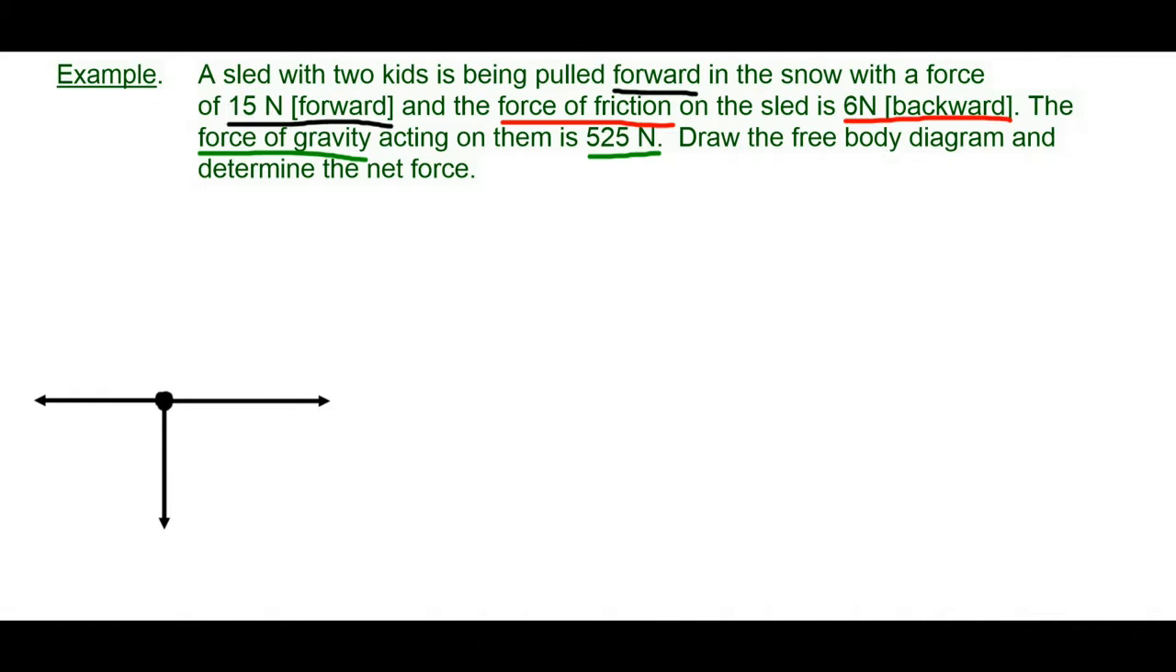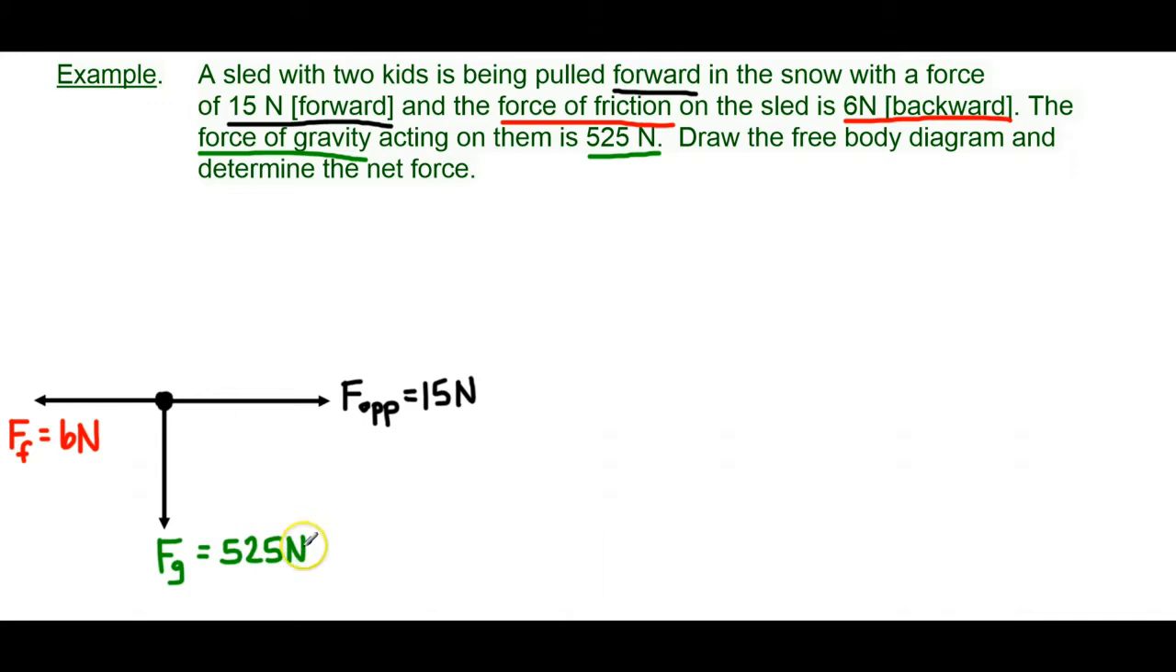Now, if we label them, I'll label them matching colors. So our first one was our forward force of 15 newtons in the snow. So we could call this our applied force, and it's equal to 15 newtons. And friction, which is in the opposite direction, is Ff, and it's equal to 6 newtons. And our final force in green here is gravity, Fg, and it's equal to 525 newtons.